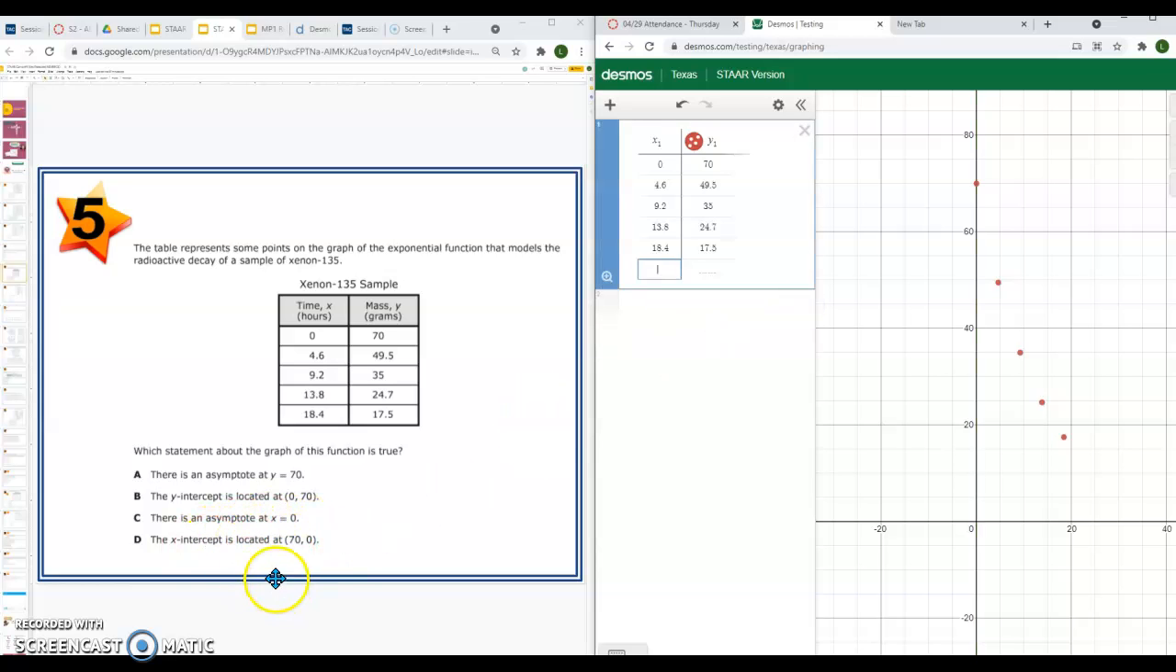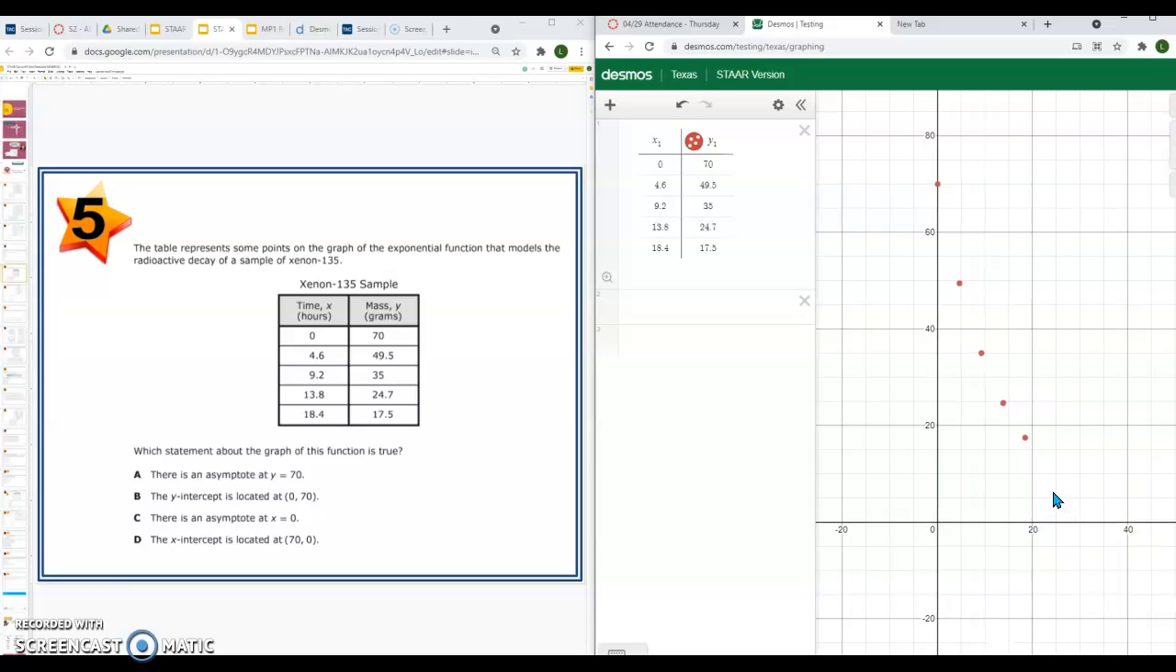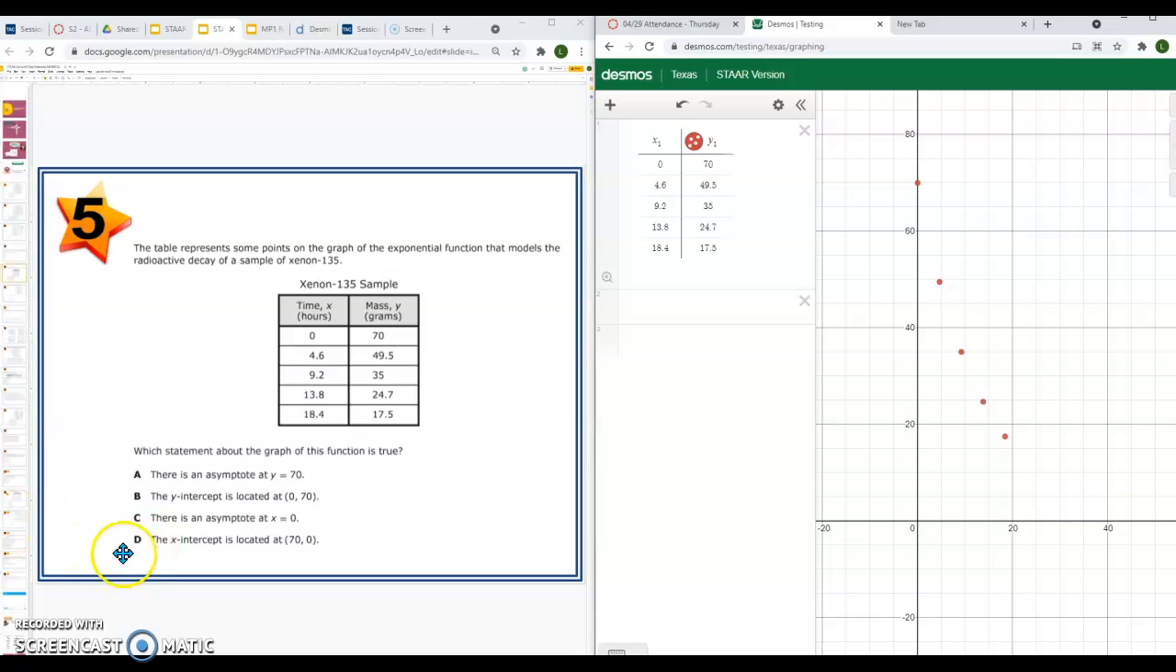Last question says the x-intercept is located at 70, 0. Now, if you look at your graph, they actually do not give you an x-intercept. So it clearly cannot be D. And which one are you guys going to choose? You're going to choose answer choice B. My y-intercept is at 0, 70.